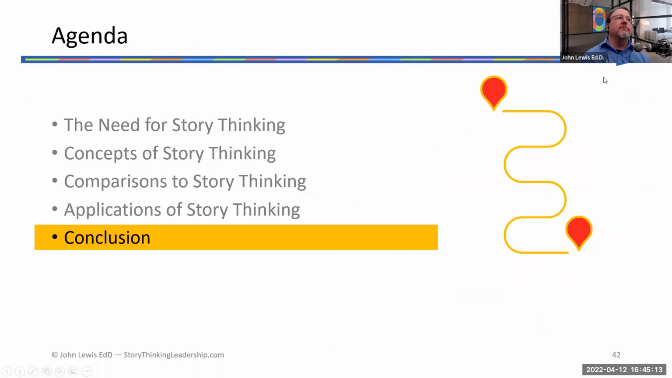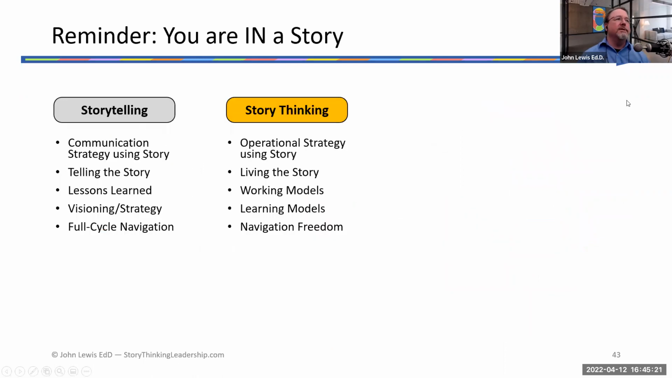Okay, so that takes us to a quick conclusion, and we'll still have time after this to have you in a breakout group. The conclusion is: storytelling is communication strategy using story. Story thinking is an operational strategy using story.